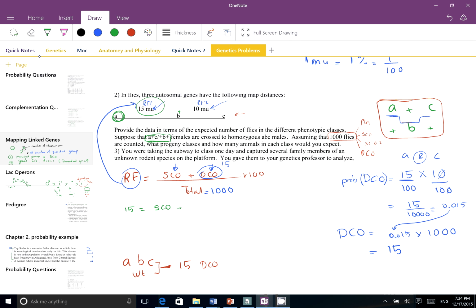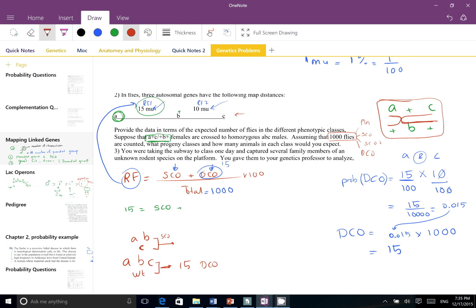So when A crosses over, A is the only one that crosses over, I'm going to get A, B wild type, right? So it's A, B, and the other possibility is going to be C wild type, so it's and C. So this is my first single crossover.